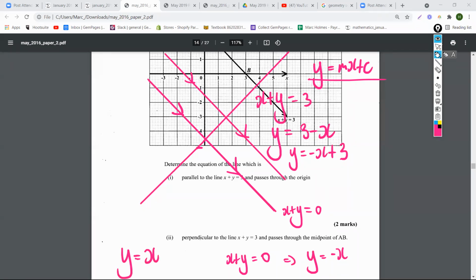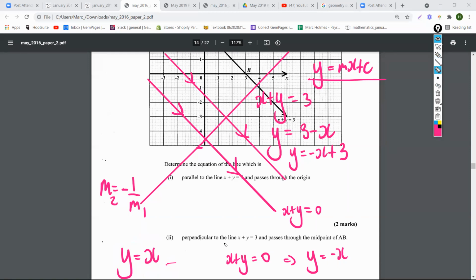It makes sense, guys, because if you want to find the perpendicular line of any line, the gradient is going to be equal to negative 1 over the old gradient, the new gradient. So the gradient here is negative 1, guys. To find the new gradient, it would just be positive 1. Make sense?